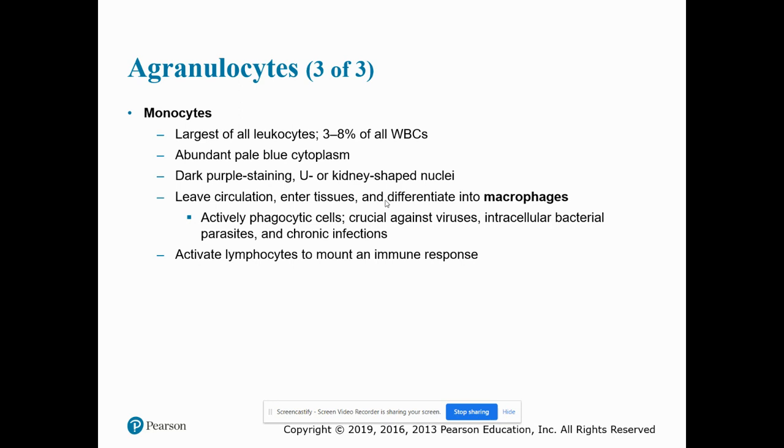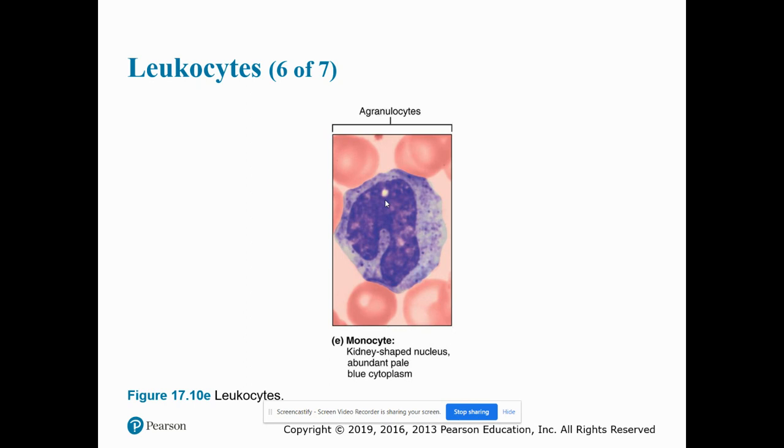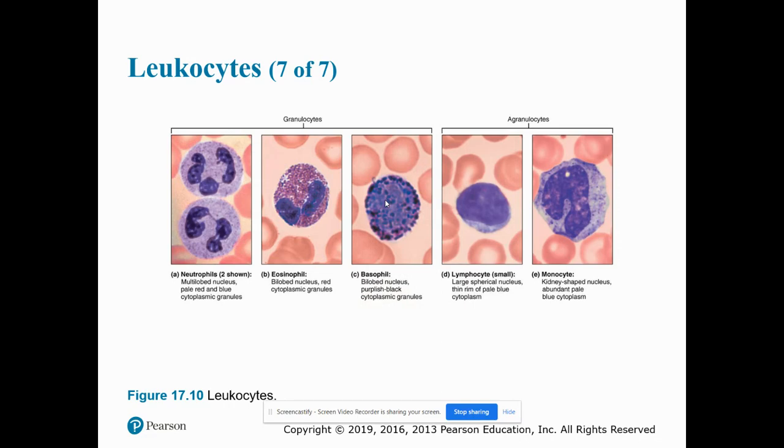Something that we will talk about again more when we get to the immune system chapter is that T cells and B cells oftentimes have to have the antigen literally presented to them before they do anything. So macrophages play a big role as antigen presenting cells, which are the cells that present the antigen. So that would be a monocyte. And then all 5 of them again.